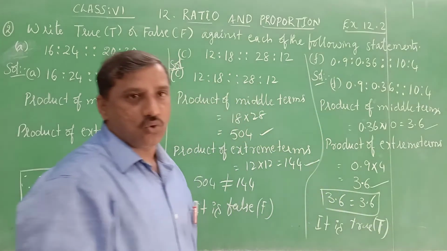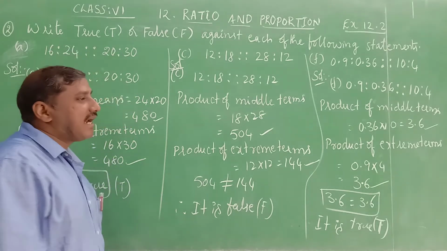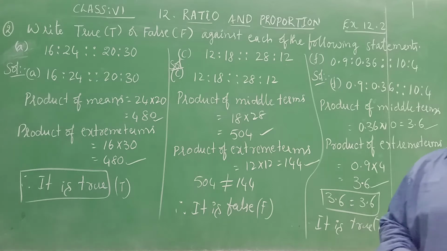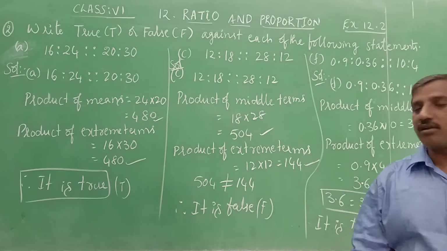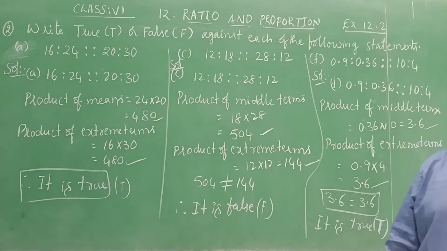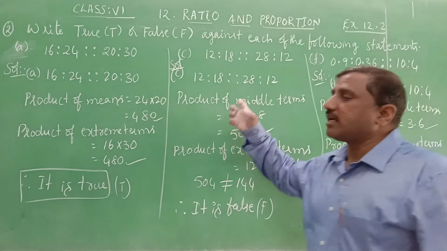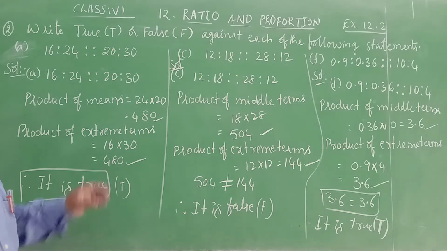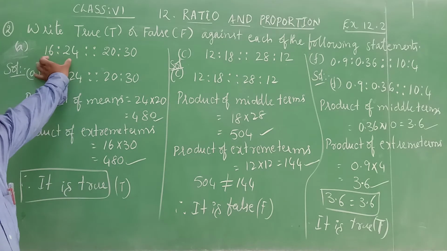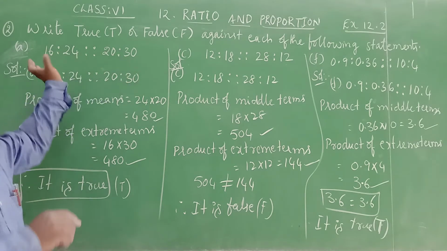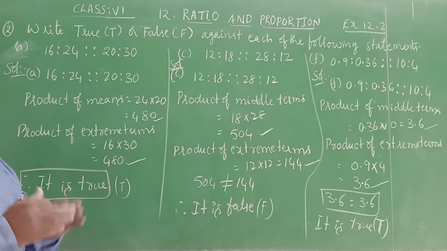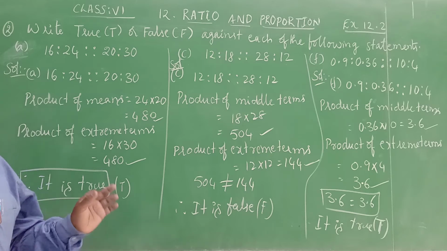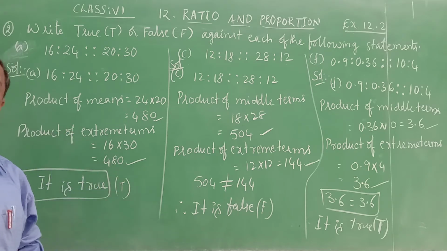Like this we can identify whether the given statements are true or false by using the concept of product of middle terms equal to product of extremes. You can also use the concept of ratios. Convert these ratios to the simplest form, the first ratio and the second ratio, to the lowest form. Then if both the ratios are the same, we can say that the statement is true. Otherwise, it is false.